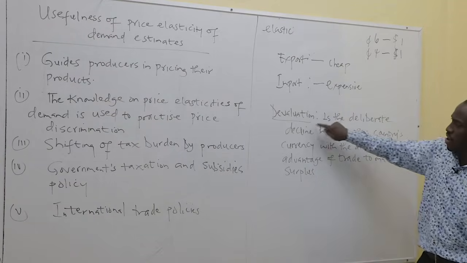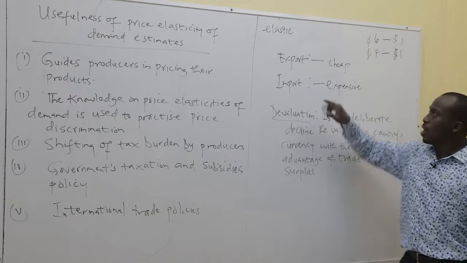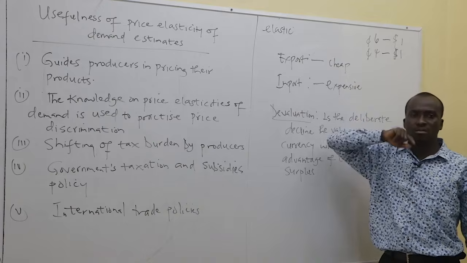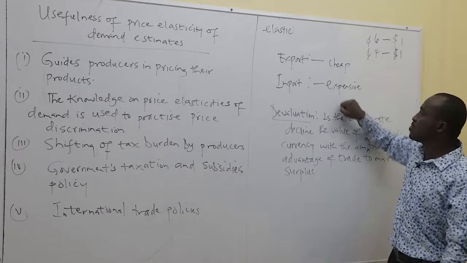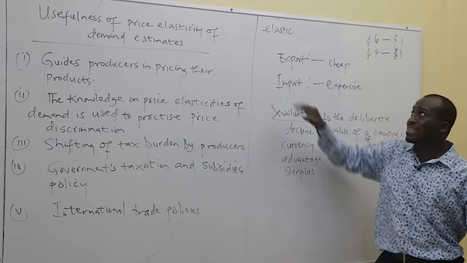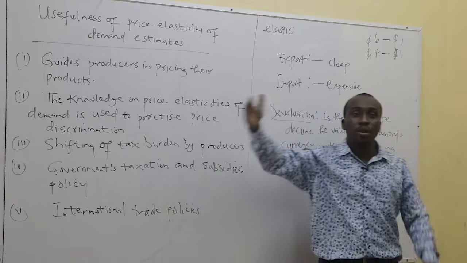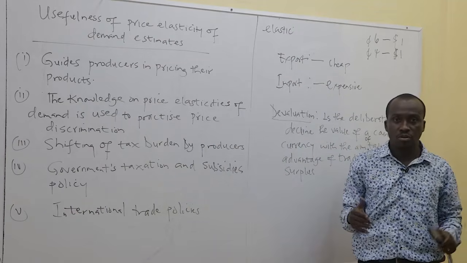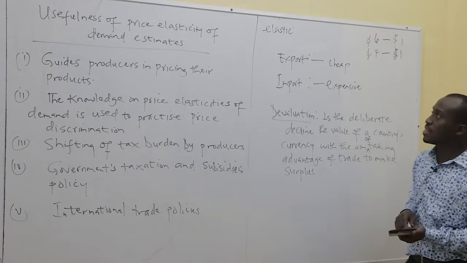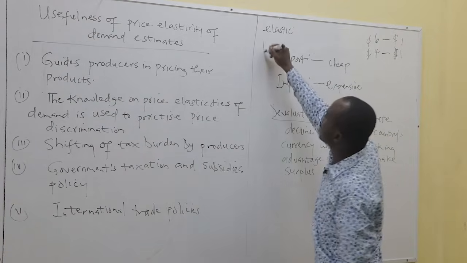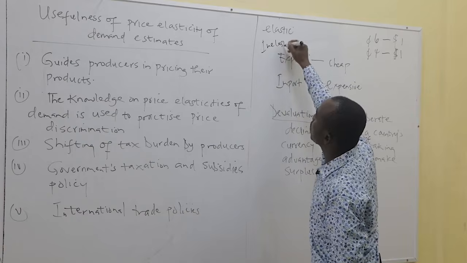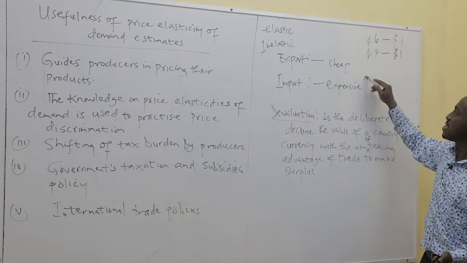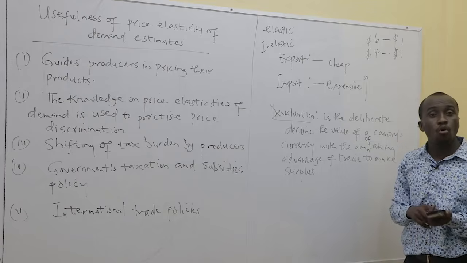So for this devaluation to work perfectly, people's demand for imported goods should be elastic, so that when it becomes expensive, they will stop buying. You know that when a commodity is elastic and the price goes up, a lot of people will stop buying, so it saves your economy from excessive imports. But if their demand is inelastic, then you are dead. Even though it's expensive, they will keep buying, and that will even worsen your situation.